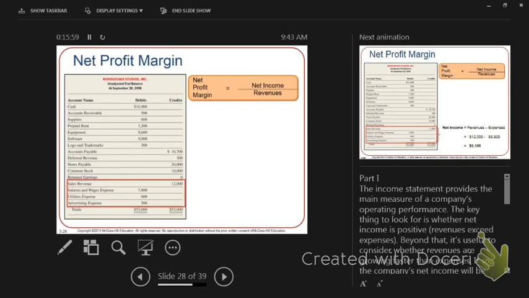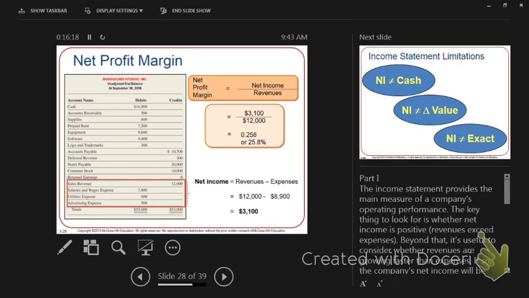So in this example, we have $12,000 in revenue, and we have roughly 9,000-something in expenses. So let's pull it up. 8,900. I was close. So our net income is $3,100. Our total revenue was $12,000, so our profit margin is 25%, almost 26. What do you think? Is that good?